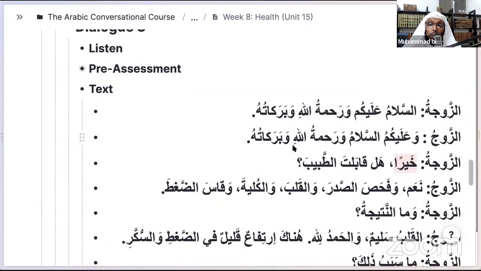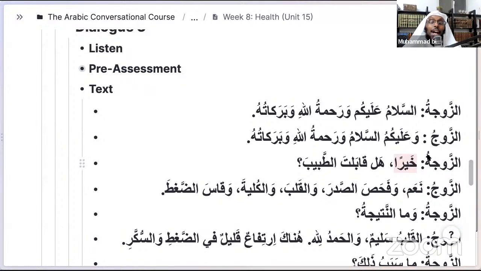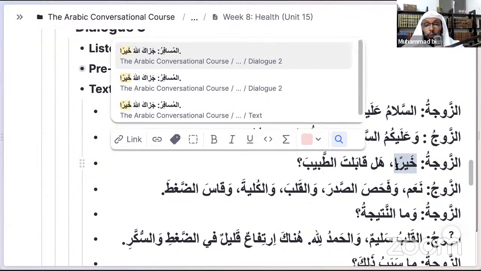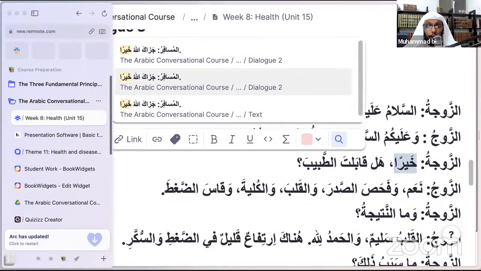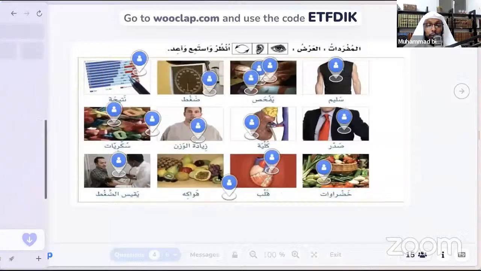السلام عليكم. وعليكم السلام ورحمة الله وبركاته. الزوجة said خيرا. What do you mean by خيرا over here? I mean, what would be the إعراب for خيرا? Why is it خيرا anyway? Two fathas.